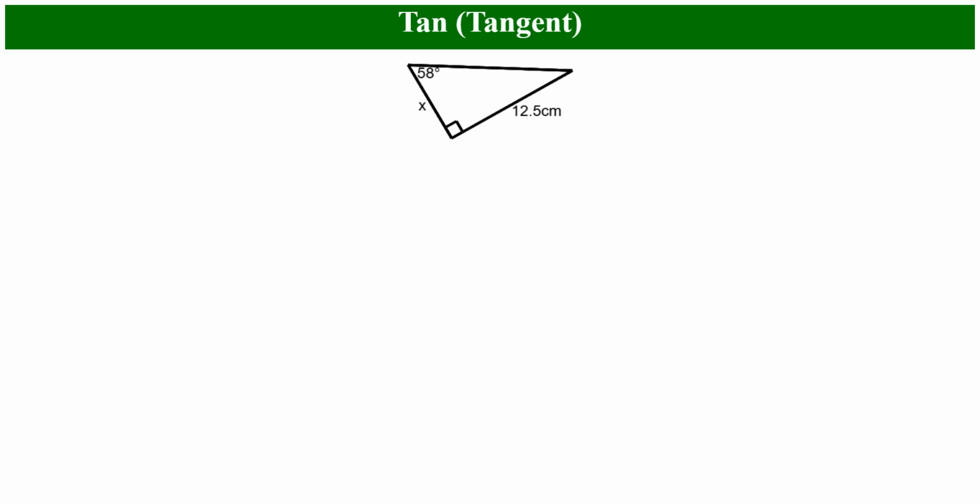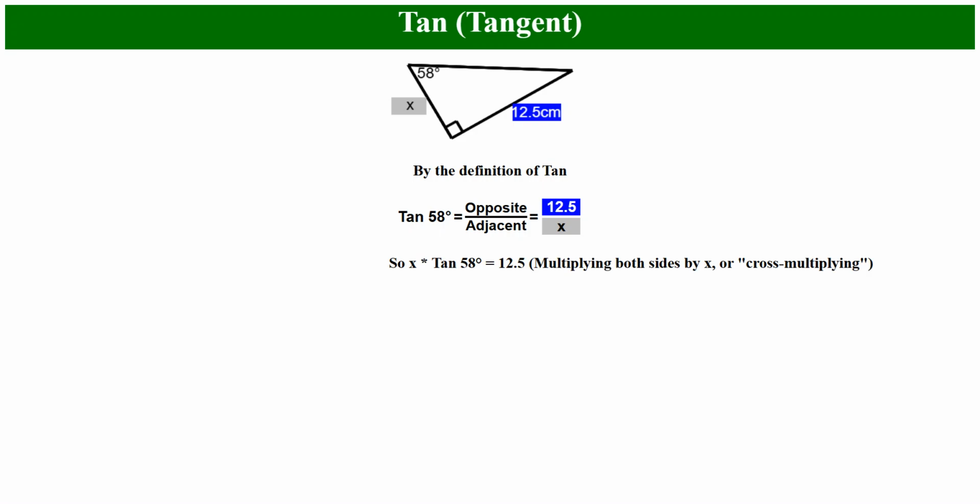And we want to find the value of x, which will be the adjacent here. So let's write down the definition of tan. Here it will be tan of 50 degrees equals the opposite over adjacent, which here will be 12.5 over x. Now you remember what to do next? To get x, we need to multiply both sides by x, or cross multiply. When we do that, we get x multiplied by tan of 58 degrees is equal to 12.5.